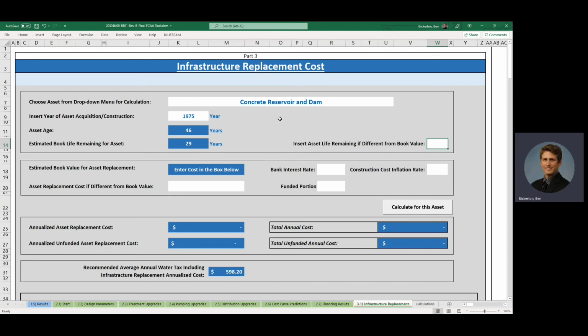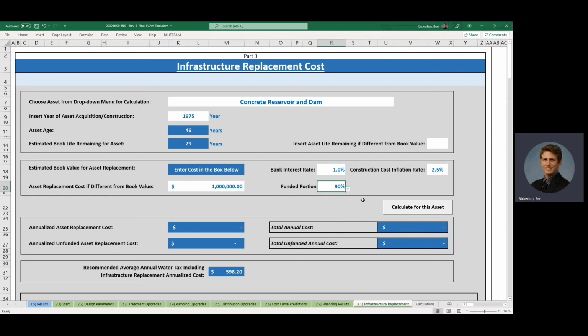For concrete reservoir and dam, we don't have an estimated book value because it's too highly variable. But if we know that the replacement cost is $1 million, we can add that here. We have to add a bank interest rate and a construction inflation rate here. And we can say that when it comes time to replace this dam, we can estimate a funded portion that will come off the community cost. So we'll say that this dam replacement is 90% funded.